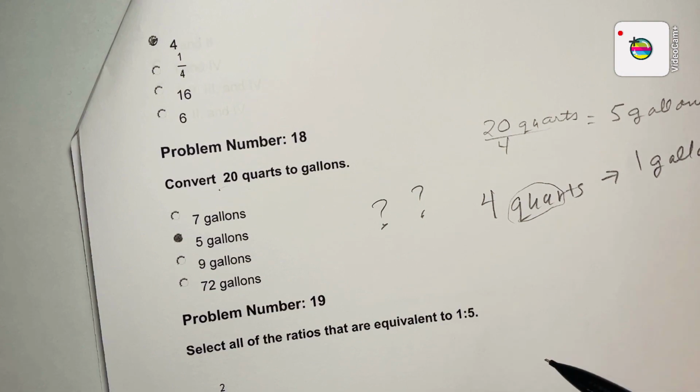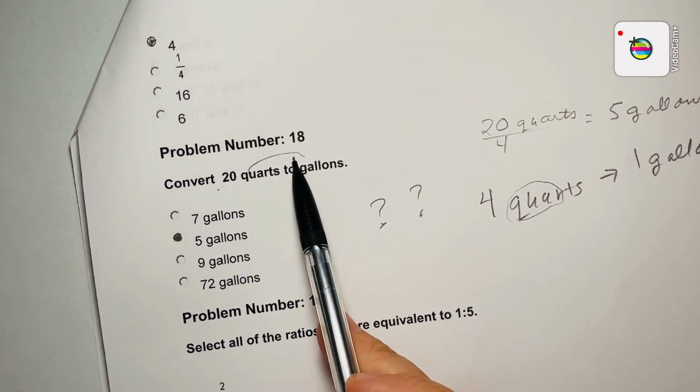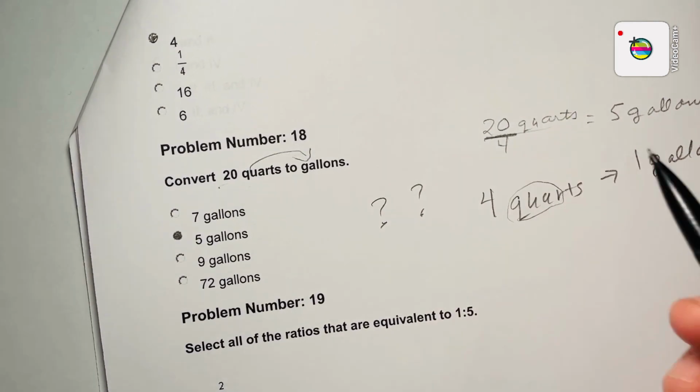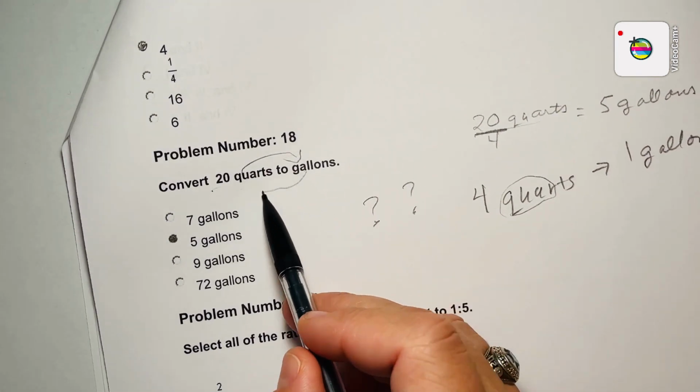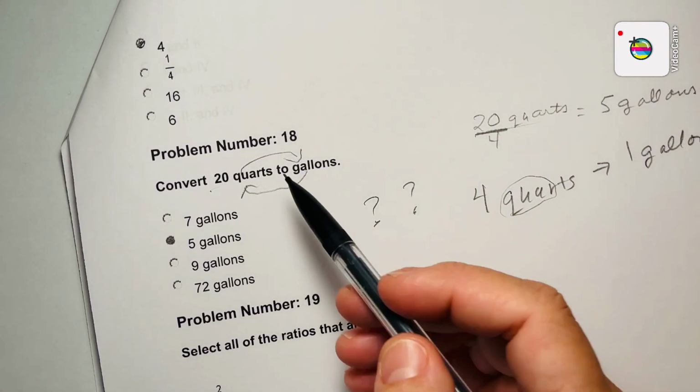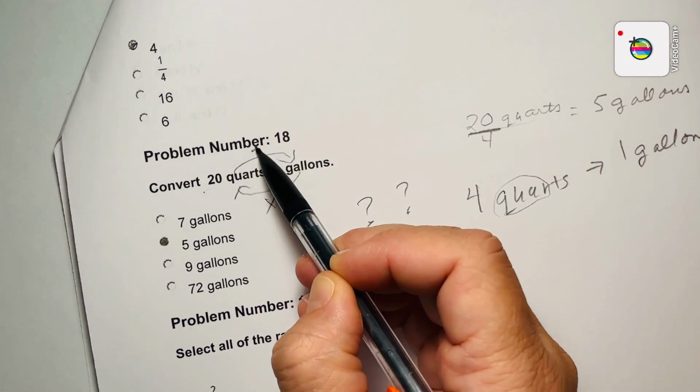And don't multiply it if you're going this way. If you're going from quarts to gallons, you what? You divide. If you were going the other way, you would multiply. If you were changing gallons to quarts, you would multiply. But this way, you're going to divide.